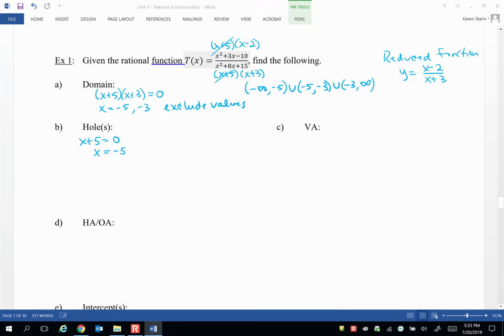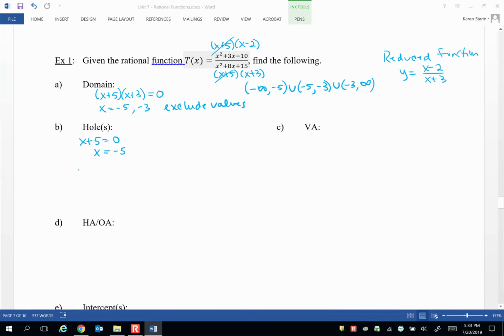Remember, these functions will look the same except for the holes. So the shapes will be the same, behaviors around asymptotes will be the same, but there will be a hole in t of x, and there will not be a hole in the reduced function. We're just using it for the rest of the analysis.